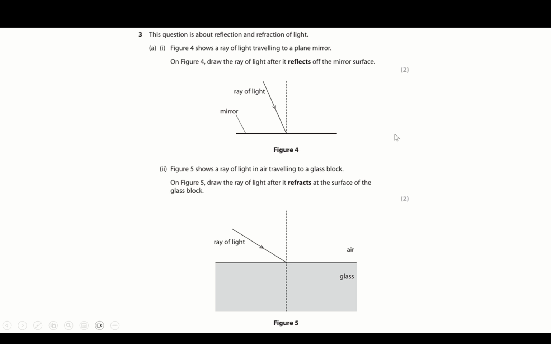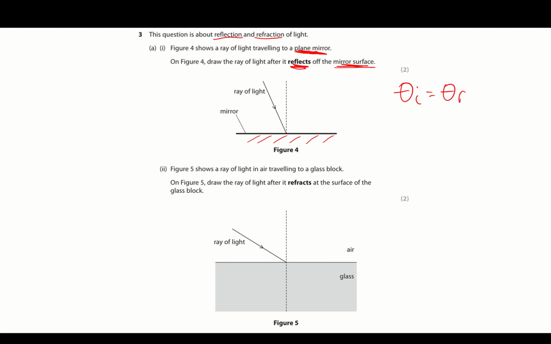Okay, so question 3, we've got a question about reflection and refraction. A ray of light travelling to a plane mirror, so that just means a flat mirror. Draw the ray of light after it reflects off the surface. So we know all surfaces reflect, but if it's a plane mirror surface, which would show with a hash behind it like that, then we know that the angle of incidence will equal the angle of reflection.